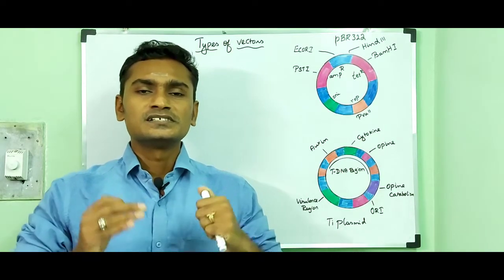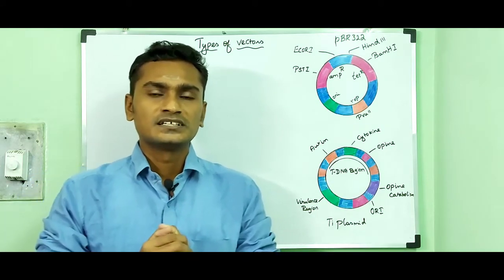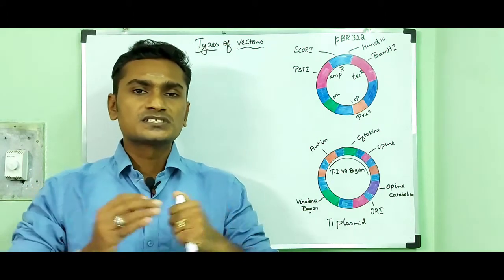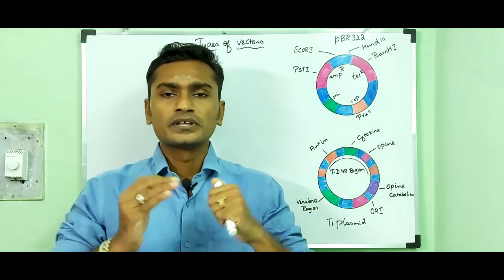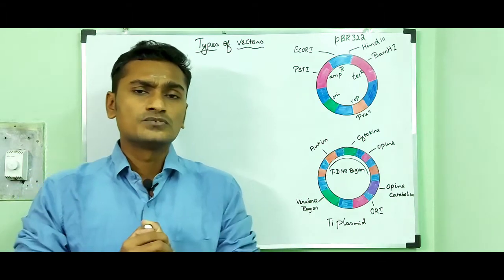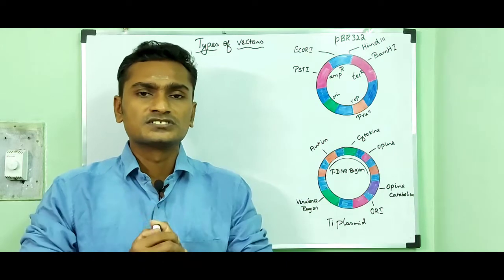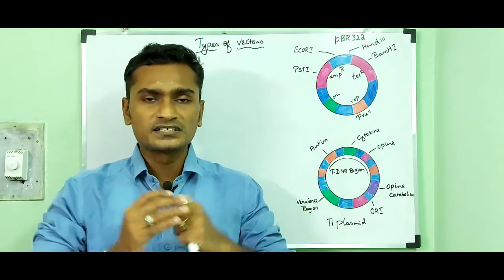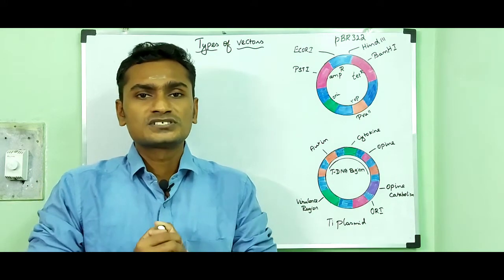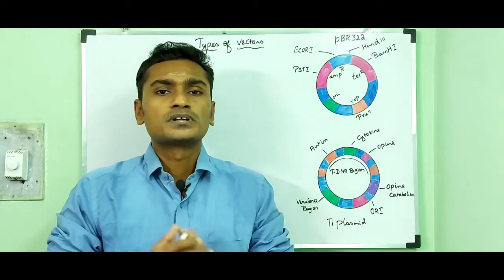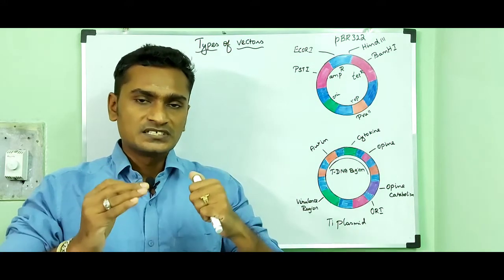I am Mandari Kumar Rajesh. In this video, we are going to discuss a topic called types of vectors. In the previous video, we discussed the vector and its role in gene cloning experiment. Vectors can be defined as a DNA molecule which can transfer the gene of interest into the host cell and can self-replicate inside the host cell. Vectors are inserted into the host cell in order to get multiple copies of recombinant DNA or gene of interest.